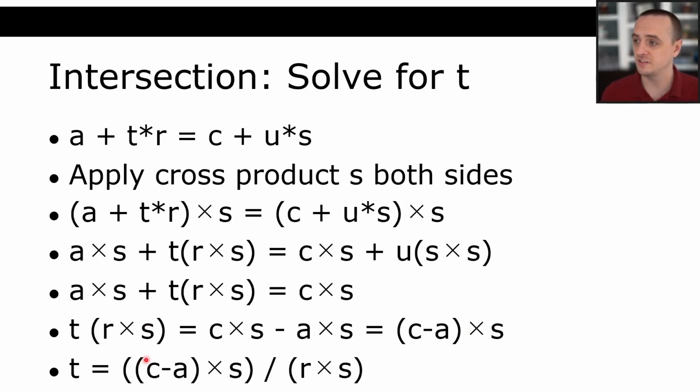So T is equal to C minus A cross S divided by R cross S. That's it. So that's our value of T because we know all of these values, right? We know all of these values. So that's how we're going to solve for T.